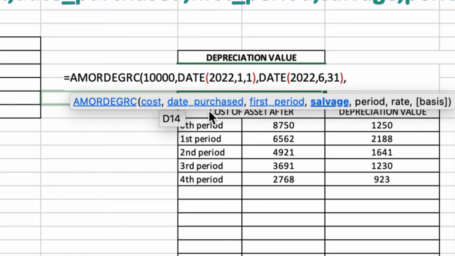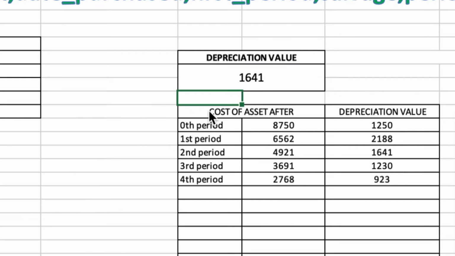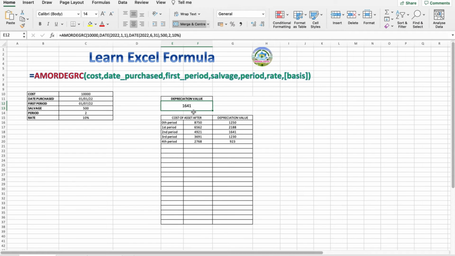and the salvage is 500, and the period. So I'm calculating the second period, that is after 2 periods. That means the first period is after 6 months, so the second period will be after 1 year. The rate is 10%. It has given 1641.